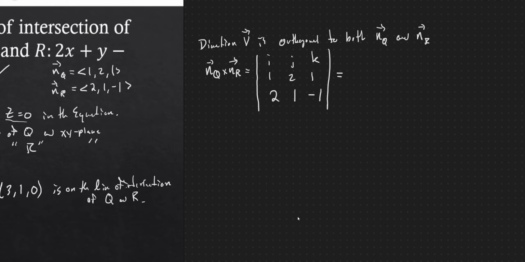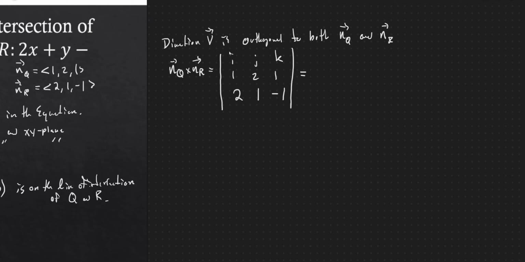Again, I hope you're getting comfortable computing these. If not, keep practicing. So in the I direction, I'll have 2 times negative 1, that's negative 2, minus 1, that's negative 3. The J direction, 1 times negative 1, that's negative 1, minus 2, that's negative 3, but remember J gets flipped around, so that's actually 3. And then in the K, 1 minus 4, that's negative 3. Negative 3, 3, negative 3 is parallel to L. So, just writing that conclusion here, and hence parallel to the line L, our intersection line.